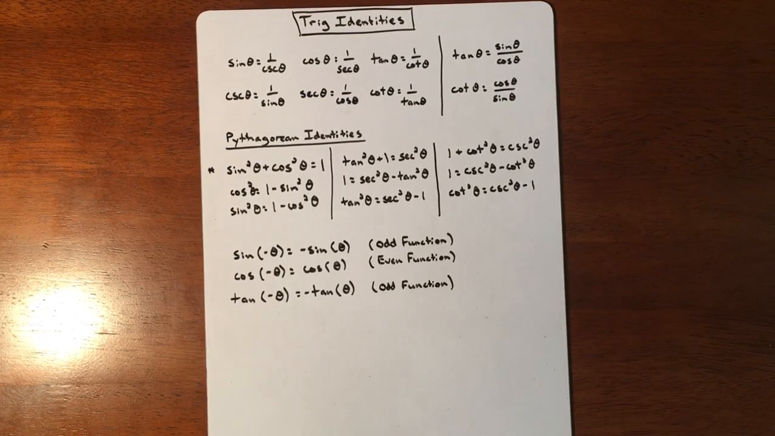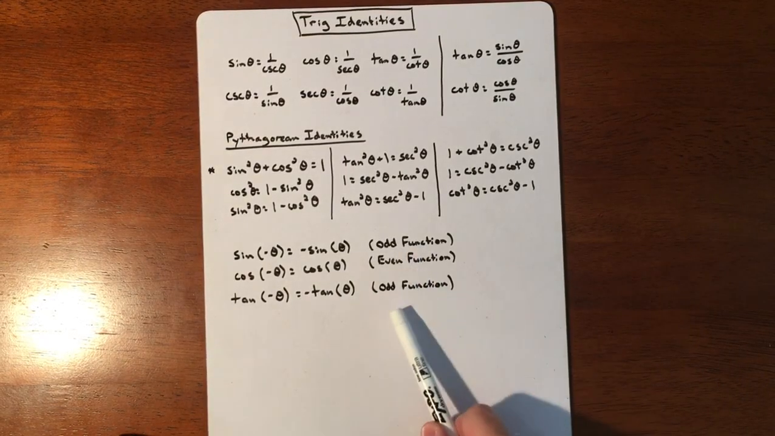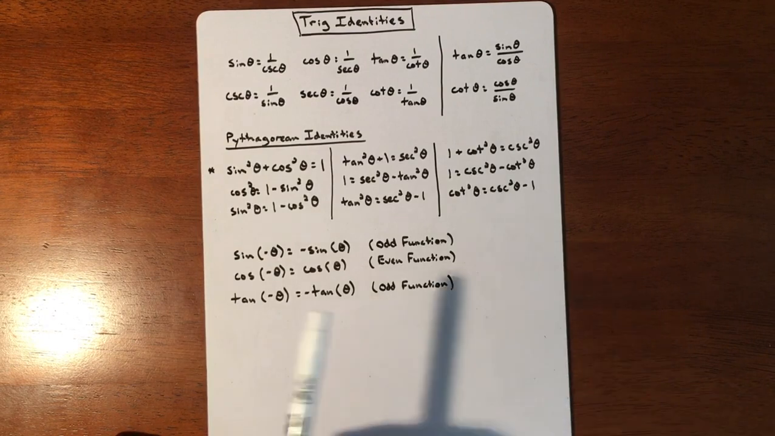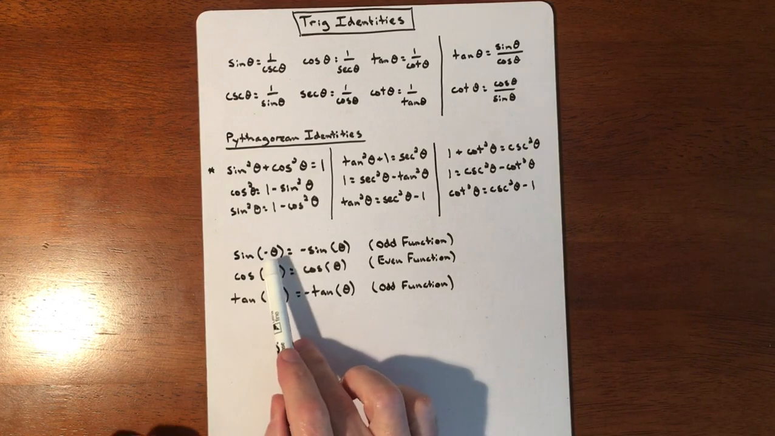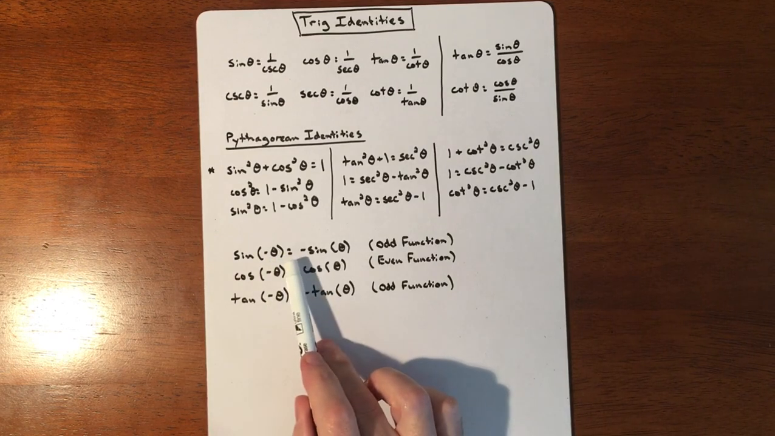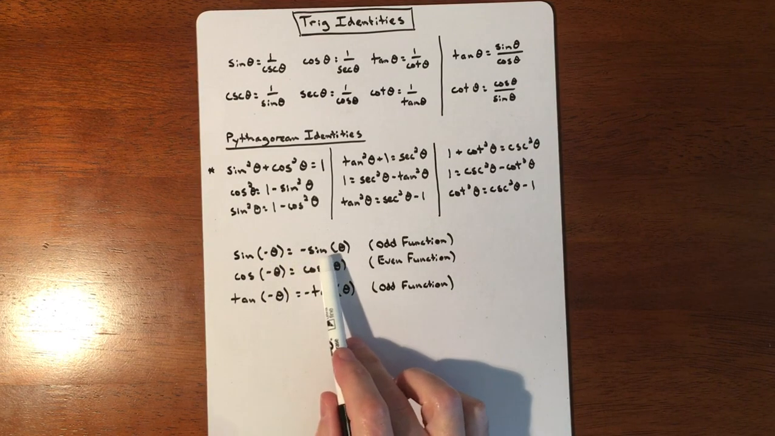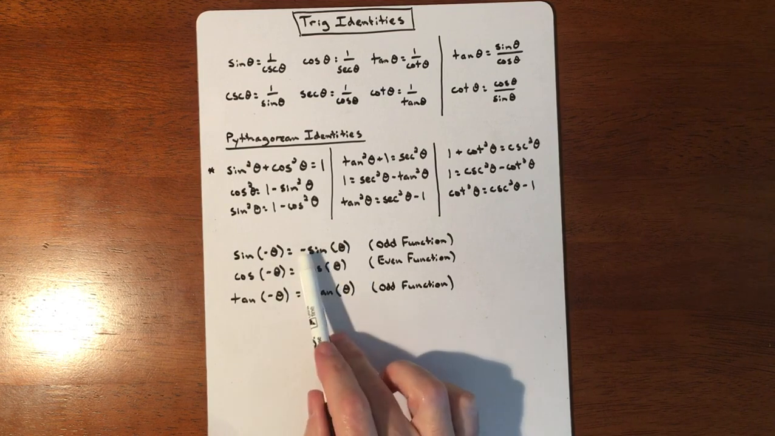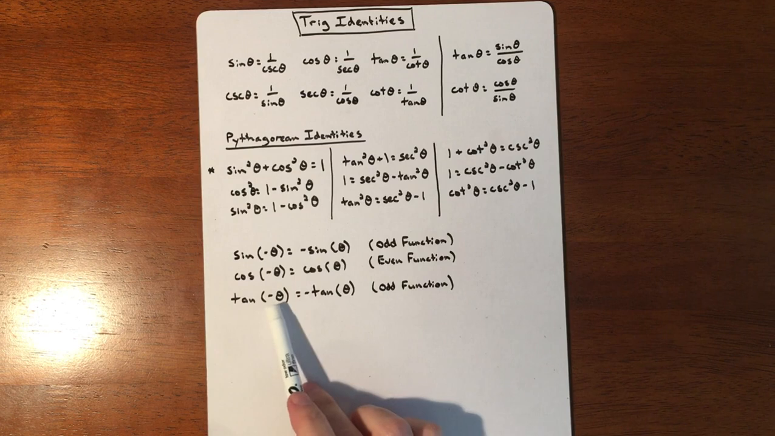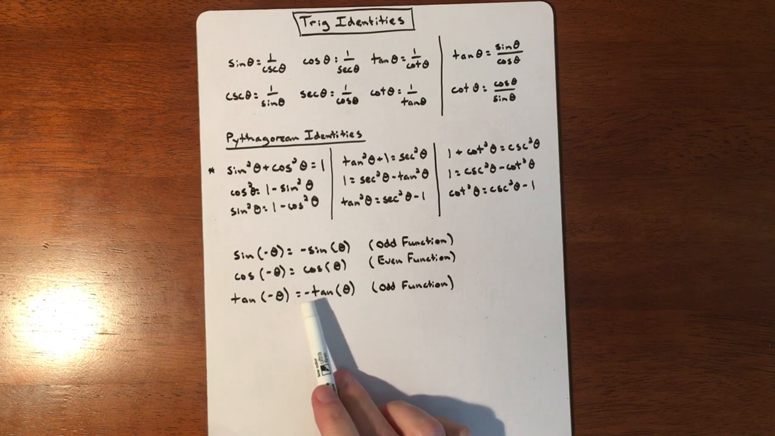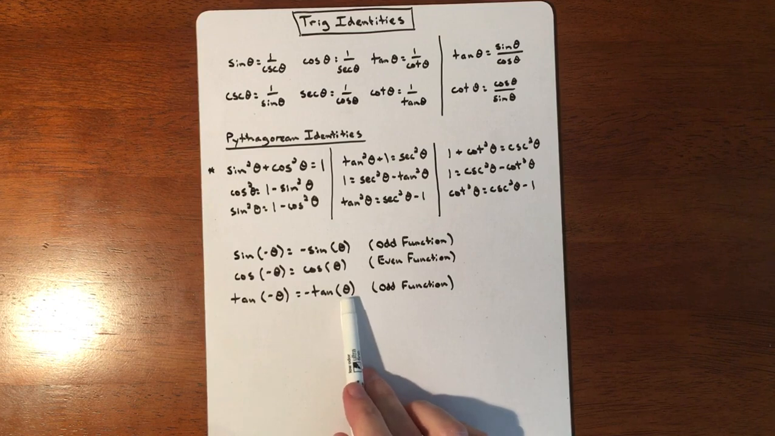In these next few examples, we are going to be talking about evens and odds, even functions and odd functions. So if you have sine of a negative theta, it's going to be equivalent to pulling the negative out: sine of that same angle, but positive, with a negative on the outside. Tangent's going to be the same thing. If you have a tangent of a negative angle, it's equivalent to a negative tangent of the positive angle.